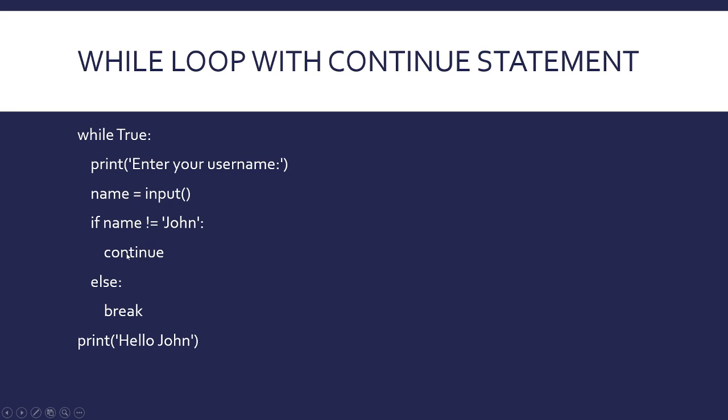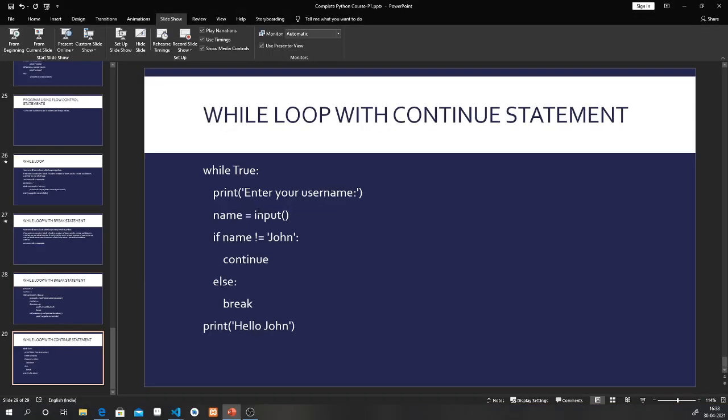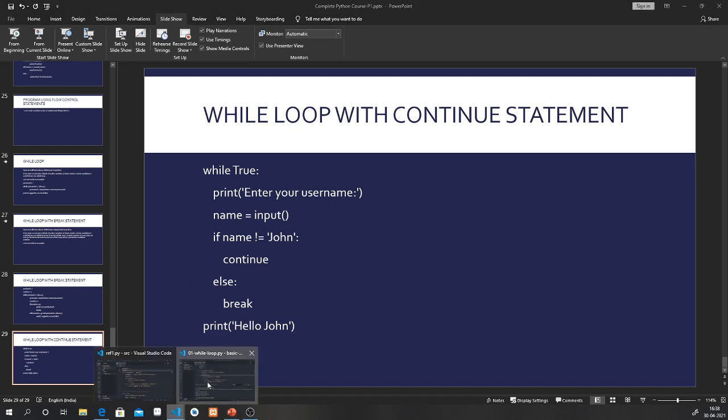So this is the use of the continue statement. The continue statement will not proceed further until this condition is satisfied. If the condition is satisfied, we will break out of this loop, and we will print hello John, the username. So let me show the example to make things a little bit clear.